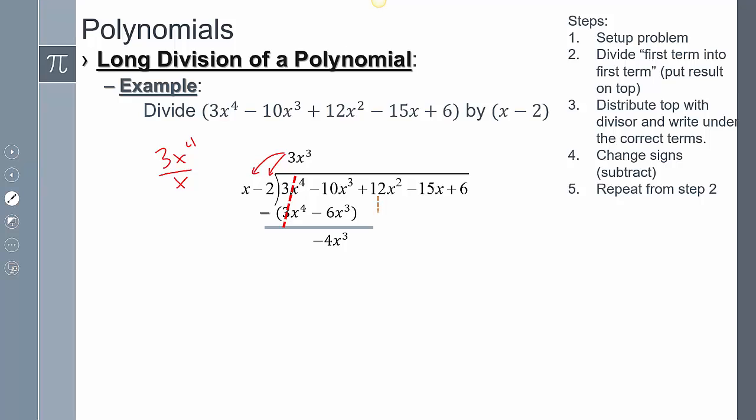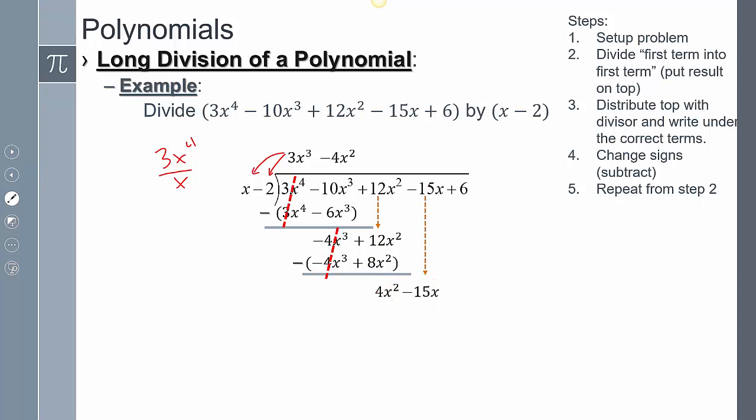And so now bring down the next value. Now repeat from step 2. So x goes into negative 4x to the third, negative x squared times. Distribute the top here. This gives me a plus 8x squared. Change the sign, so subtract. So negative is a positive, so those will cancel out. Negative and a positive, so that will give me 4x squared.